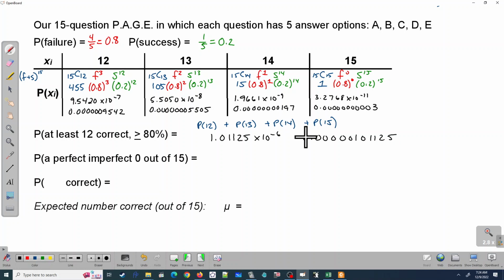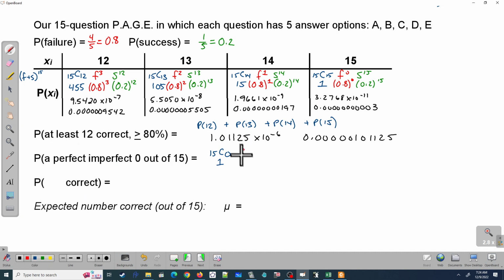Let's go look at a couple more examples. In this case, I want to do a perfect, imperfect 0 out of 15. And hopefully at this point, you realize that you're supposed to go 15C0. And 15C0, we know, is the same as 1, because there's only one way to get them all incorrect.